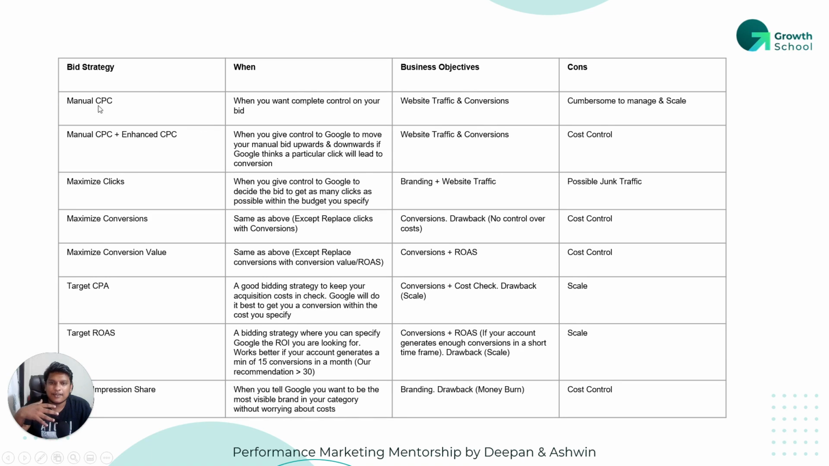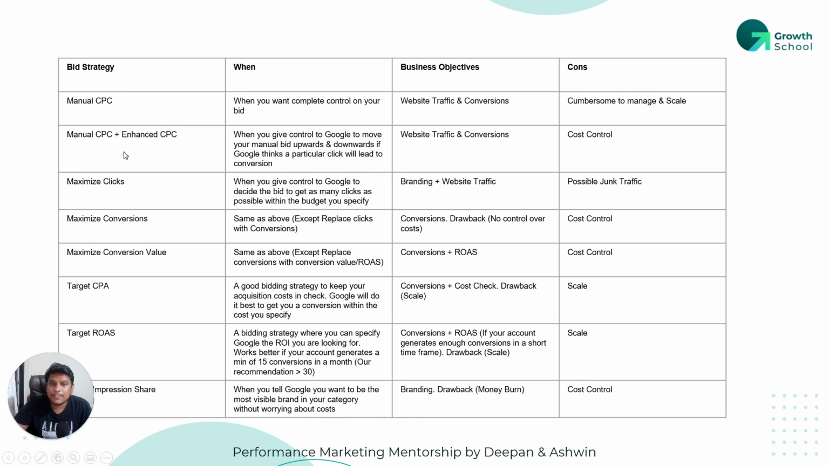You can, but it has become slightly not user friendly. It is very cumbersome to manage. Imagine you are running hundreds and thousands of campaigns. For you to be setting up manual CPC and adjusting the CPCs becomes a painful job. So it is cumbersome to manage, and it doesn't scale the way you want it to. You can scale these campaigns, but when you are scaling, you will have to invest a lot of manpower in terms of adjusting bids. Okay. If you really want to go for manual CPC, you can opt for this better version.